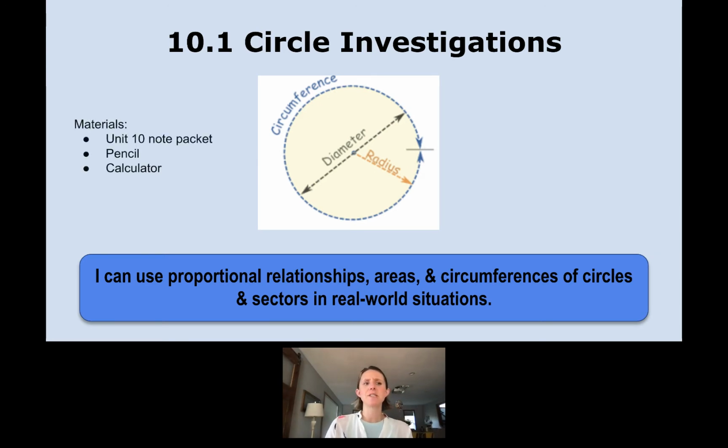Let's make sure we have these materials out: your Unit 10 note packet, pencil, and a calculator. If you need to get your Unit 10 note packet, it is in the Unit 10 folder on Schoology. Pause the video and come back when you're all ready with those materials.